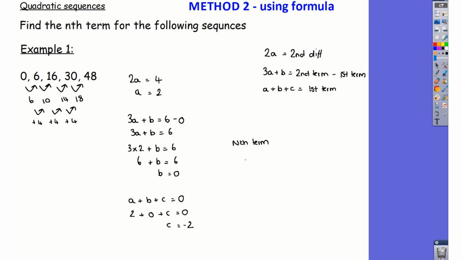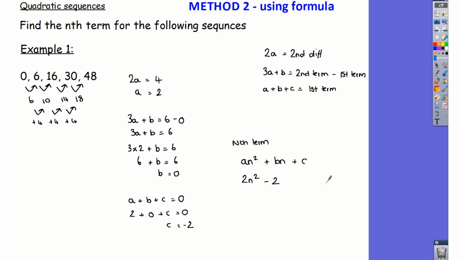we know takes the form of an squared plus bn plus c. A is equal to 2, so it's 2n squared. B is equal to 0, so that term disappears. C is equal to minus 2. So it's exactly the same answer as the previous example, but it's just a different method.